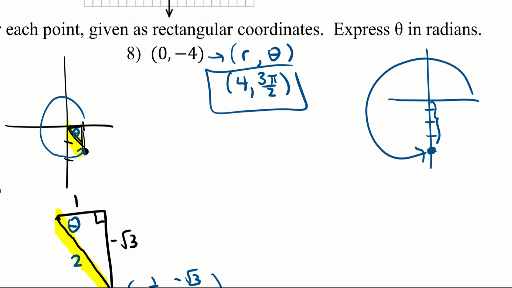However, we could actually use the formula if we wanted to. So r is the square root of x squared plus y squared.